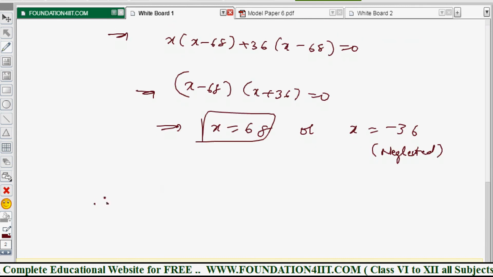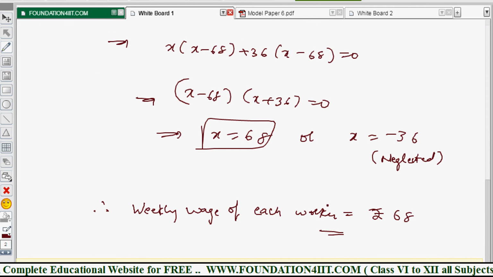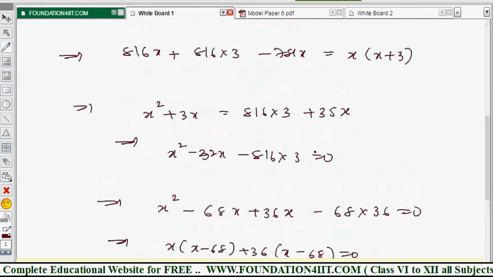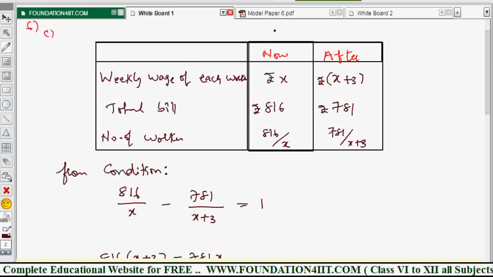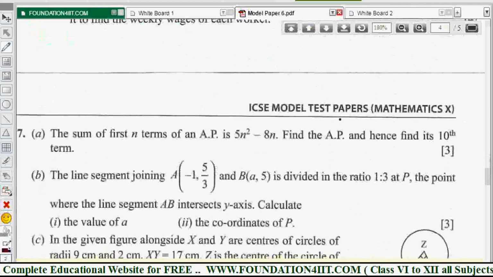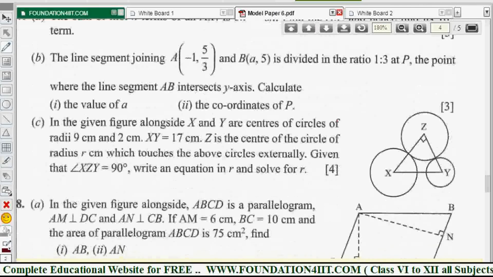Therefore the weekly wage of each worker is rupees 68. It is simple: only make the equation clearly first, then you will get the quadratic equation, which is solved by factorization. So it's simple. This is about this question. Now let us see the next problem, 7th in this paper, and we'll solve these sums.